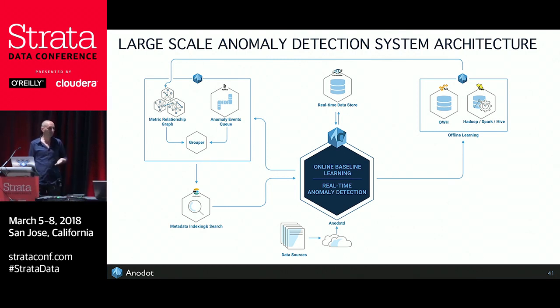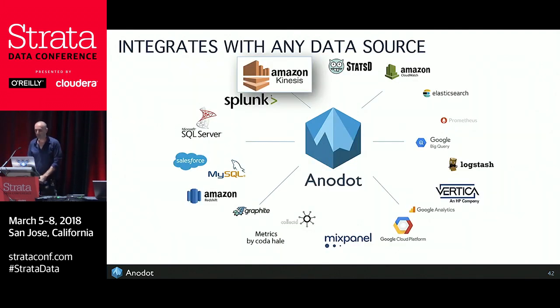And that's really important if you want to both scale out and also be able to provide anomalies in real time and alert on them. So I'll come back to this. The point is that our data sources, we can connect to any data source. Anything that produces time series, we have a connector to. So these are some of the examples.